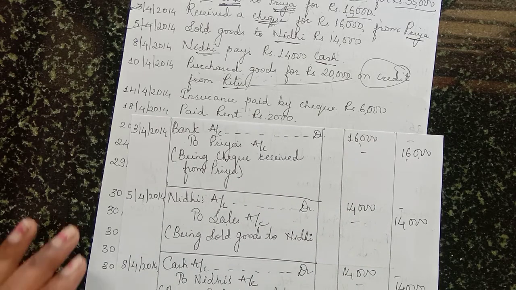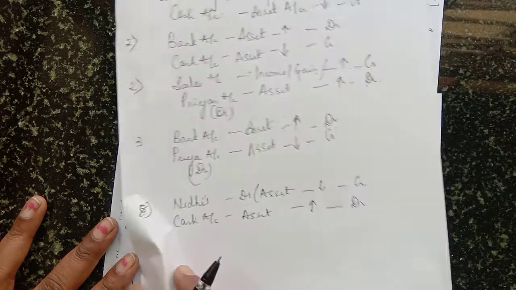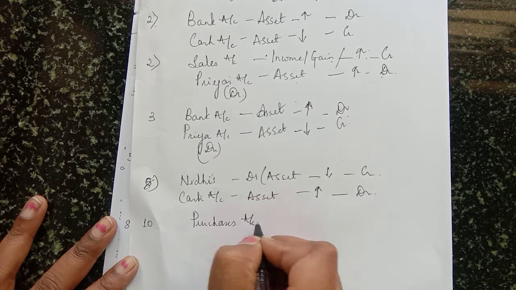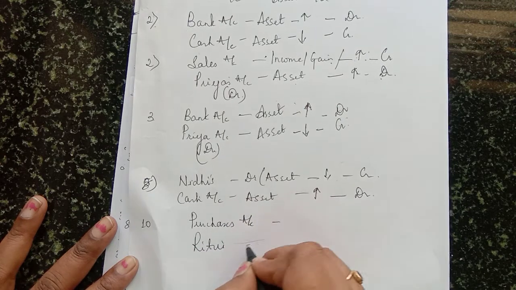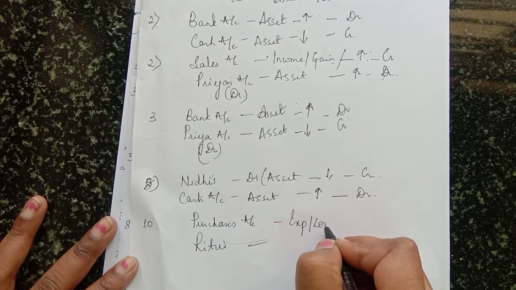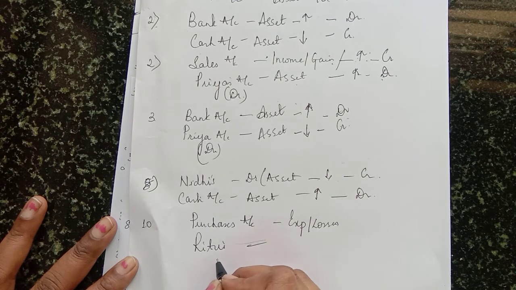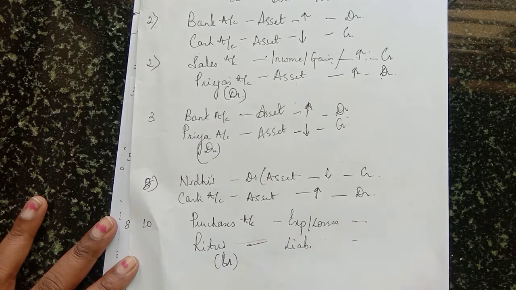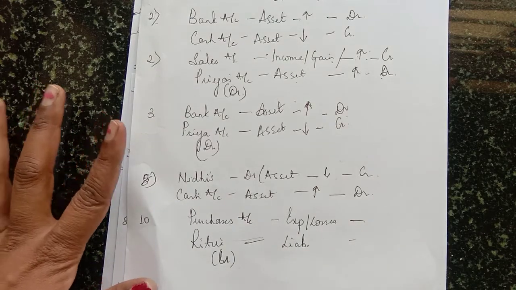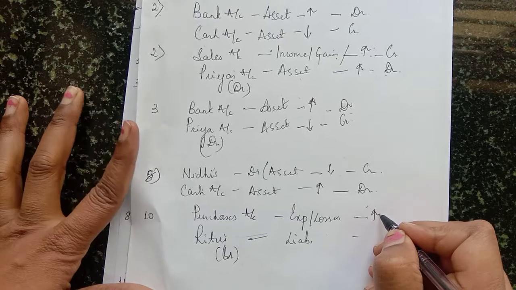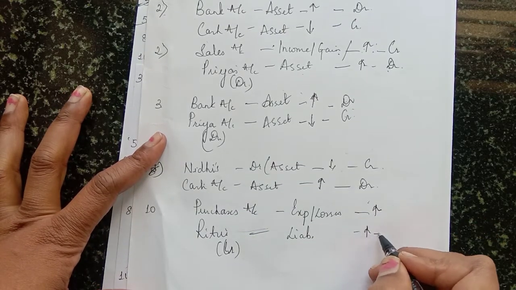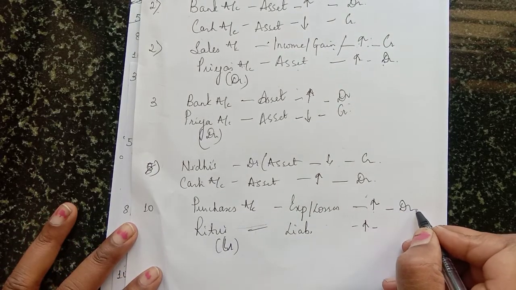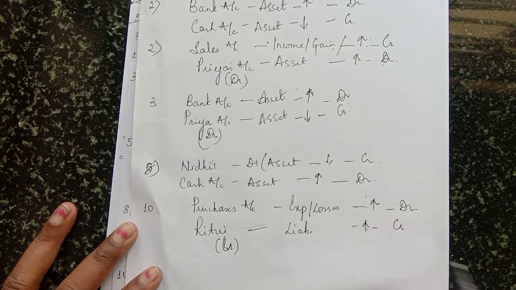If you want, I will write here the 10 date. Purchases account will come, and one more, Ritu's account. Purchase will come under expense and losses. Ritu is a creditor, and creditor will come under the head liabilities. When you purchase the goods, your expenses are increasing, and your liability is also increasing. Apply the rules: debit, increase in expense and losses; credit, increase in liability.